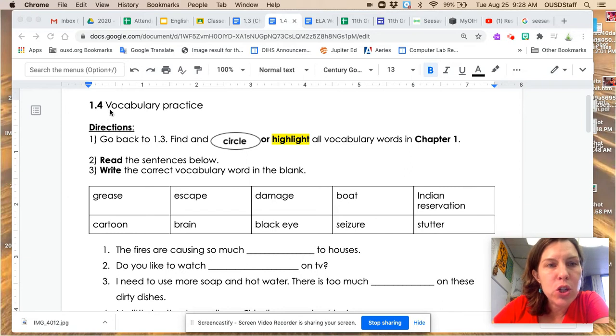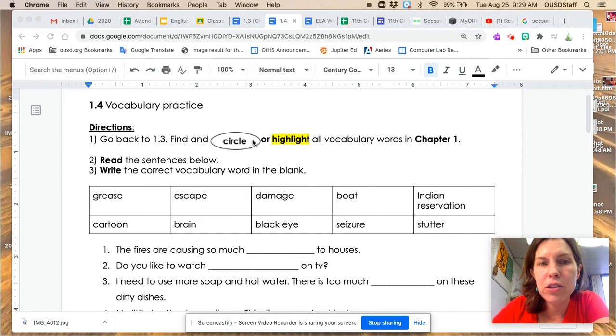Let's read the directions to 1.4 together. First, especially if you were not in class or if you did not finish doing this in class, you need to go back to 1.3, the chapter, the reading. And you need to finish highlighting all the vocabulary words in chapter 1 that we're working on this week.